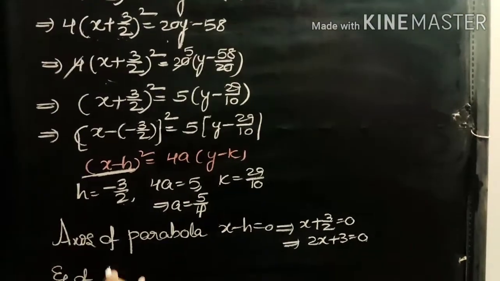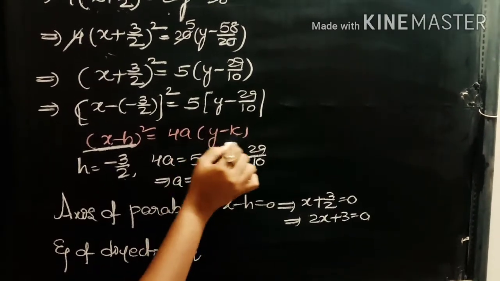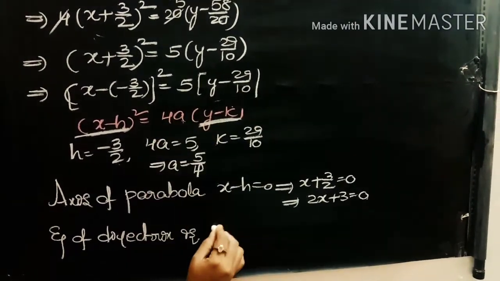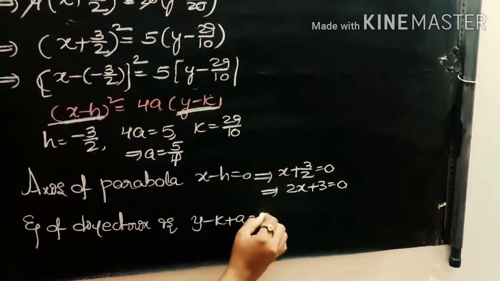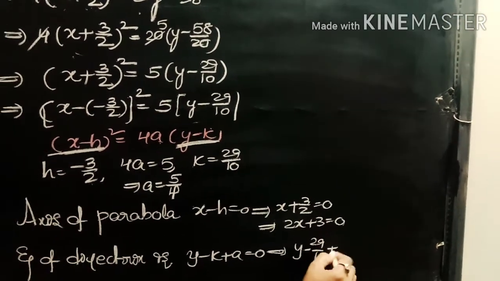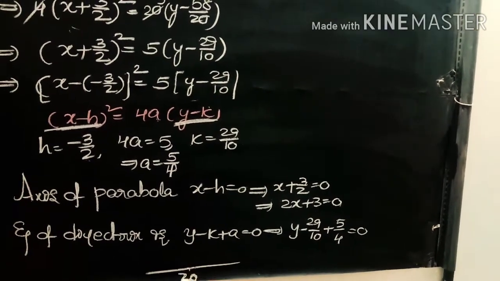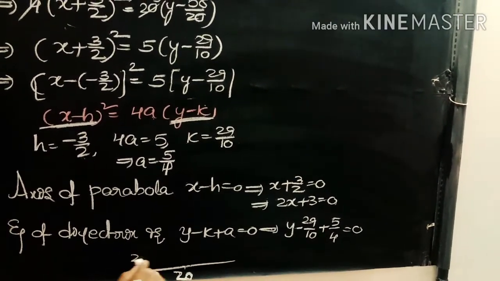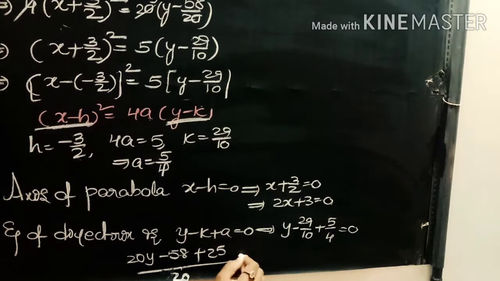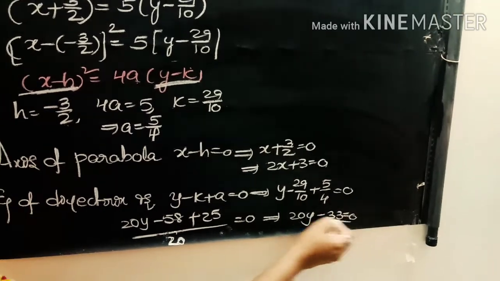And the equation of the directrix. The equation of the directrix is nothing but we take the right hand side value by adding this number. Here we have the plus a, that is y minus k plus a equal to 0. This is the equation of the directrix, that is y minus k value 29 by 10 plus a value 5 by 4 equals 0. Now taking the LCM 20 here, the LCM of 10 and 4 is 20, so this becomes 20y minus 2 times 58 plus 5 times 25 equals 0, which implies the answer is 20y minus 33 equal to 0. That is the equation of the directrix.